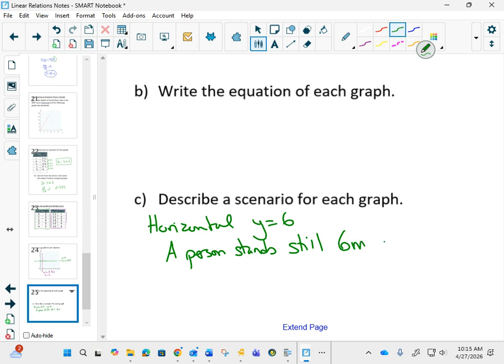Can you move? I can't see. Okay, can you go behind Matthew or somewhere? I can't see. There we go.